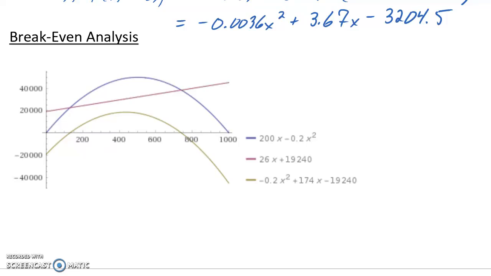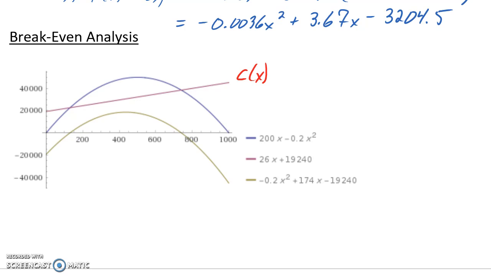Throughout the semester, we'll talk about a number of different applications for our price, demand, revenue, cost, and profit functions. But the first one we want to talk about here is break-even analysis. What we have in the graph represented here are three different curves. We'll start off by focusing on just two of those.